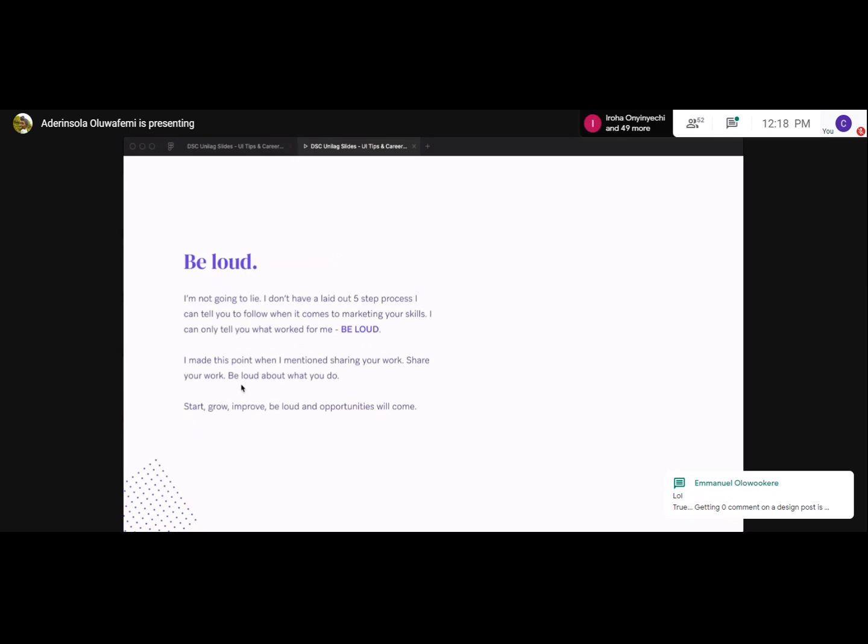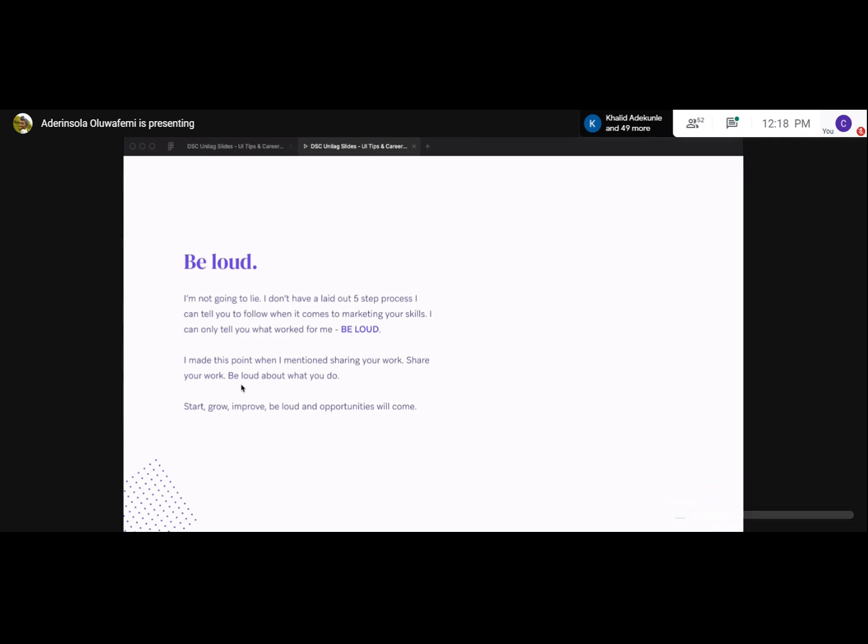Then be loud. This is my most important tip, which is sort of the same as share your work. I don't have a 5-step process that I can tell you to follow when it comes to marketing your skills. I can only tell you what I did, what worked for me, which is be loud about what you do. Share your work, post your work.